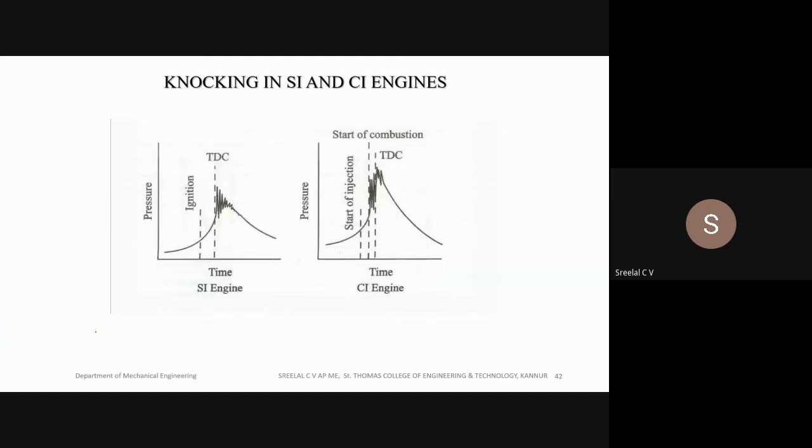Now here you have to understand, this particular P theta or pressure crank angle diagram for both knocking in the SI engines and CI engines is given. Okay, so here you have to understand, ഈ ഒരു പർട്ടിക്കുലർ നോക്കിംഗ് എവിടെയാണ് നടക്കുന്നത്. ഓക്കെ, സോ ഹിയർ യു ഹാവ് ടു സേ ദാറ്റ് എവിടെയായിരുന്നു ഈ SI എഞ്ചിനിൽ നോക്കിംഗ് നടക്കുന്നത്.